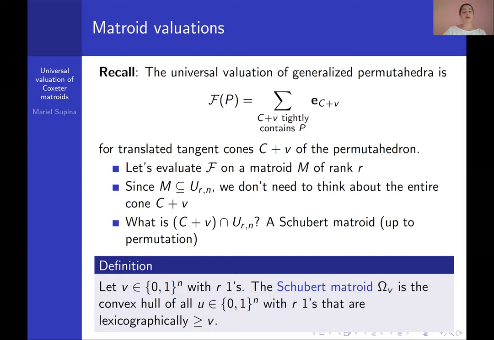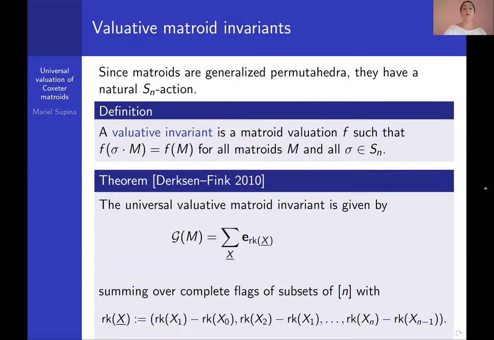So for a Schubert matroid, we fix a vertex of the uniform matroid of rank r, so some v with r 1s and n minus r 0s. And then the Schubert matroid is the convex hull of all of the other 0-1 vectors in R^n with r 1s that are lexicographically bigger than v. And so up to permutation, when we intersect these tangent cones with the uniform matroid, we get these Schubert matroids. And so Derksen and Fink were able to use this to show the universal valuative invariant for matroids.